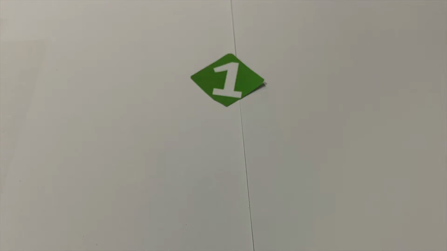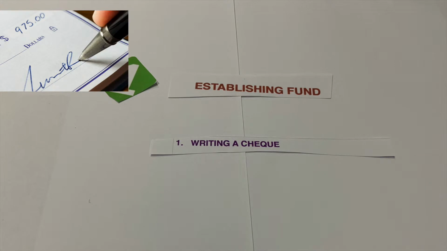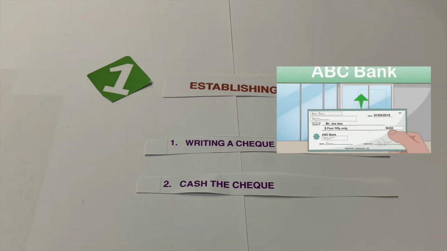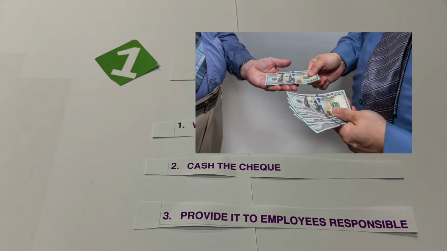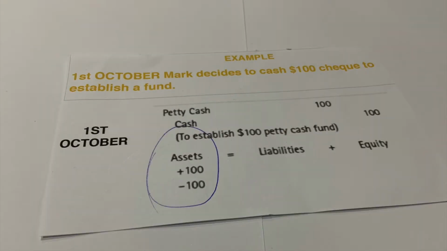Now that we know why a business would need a petty cash fund, let's take a look at how they are established. Establishing a fund involves the business writing out a check, cashing the check, and then providing the cash to the employees responsible. This is an example of how we'd write it in a journal entry. Can you see that the assets do not change?